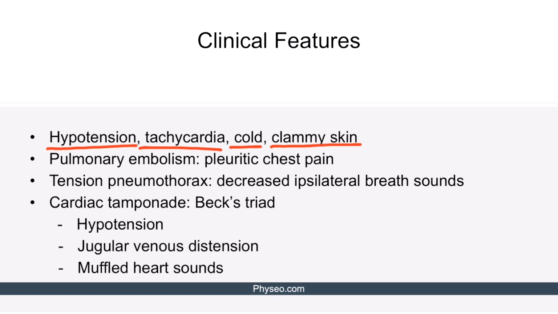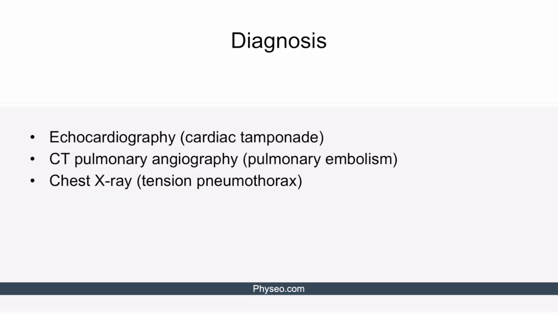For example, a pulmonary embolism can present with pleuritic chest pain, while tension pneumothorax is accompanied by decreased ipsilateral breath sounds, and cardiac tamponade is associated with Beck's triad. You may recall that Beck's triad consists of hypotension, jugular venous distension, and muffled heart sounds. Okay, so how do you officially diagnose obstructive shock? Well, the diagnosis actually depends on the specific etiology of the patient's acute presentation.